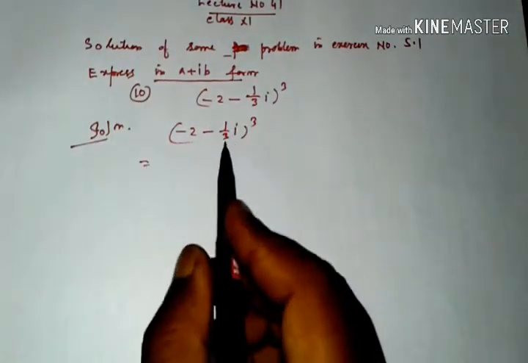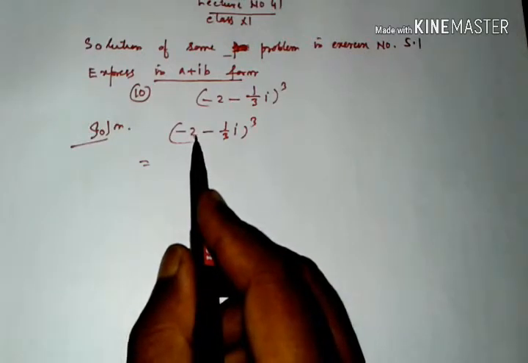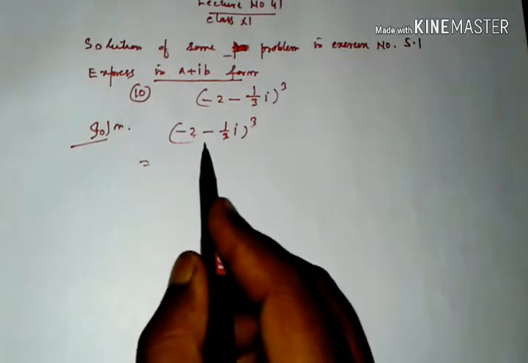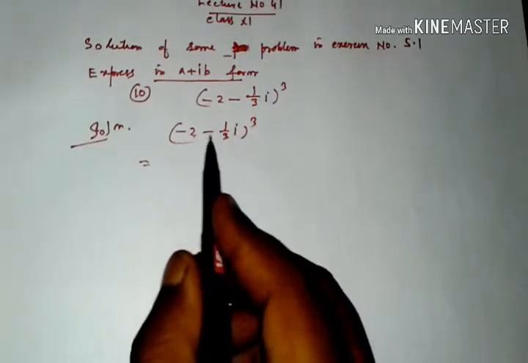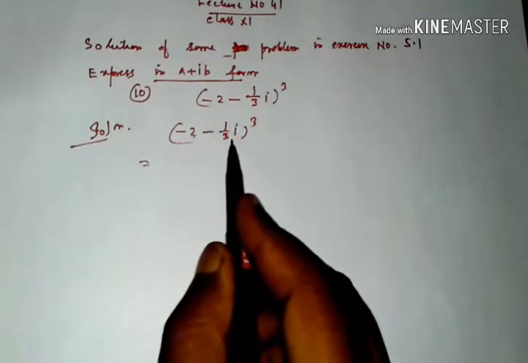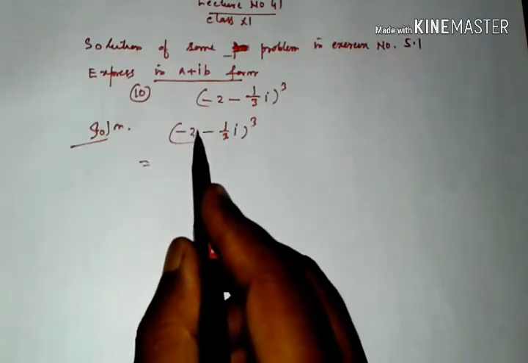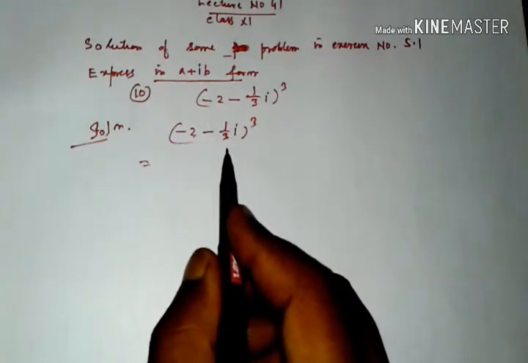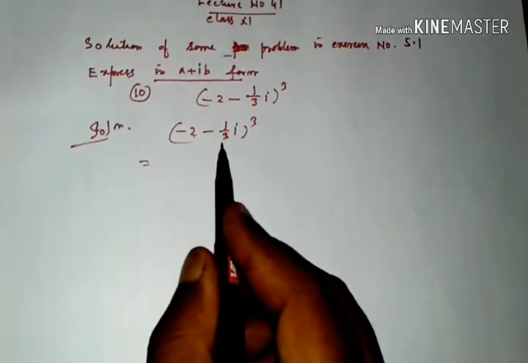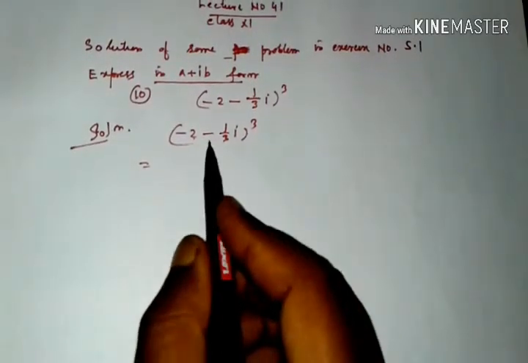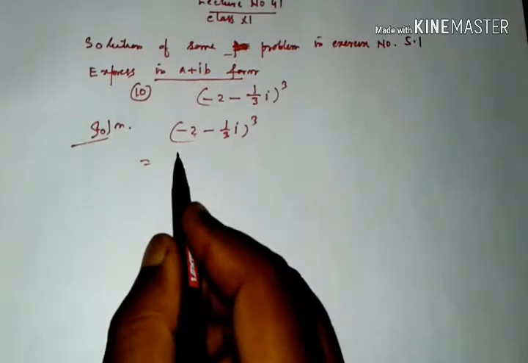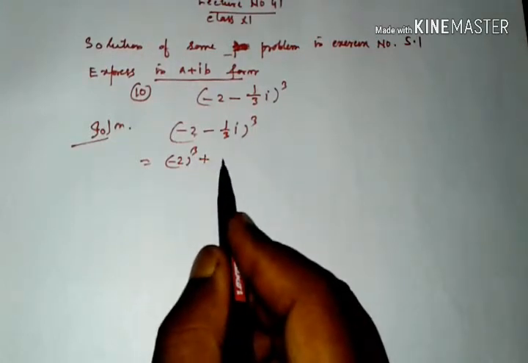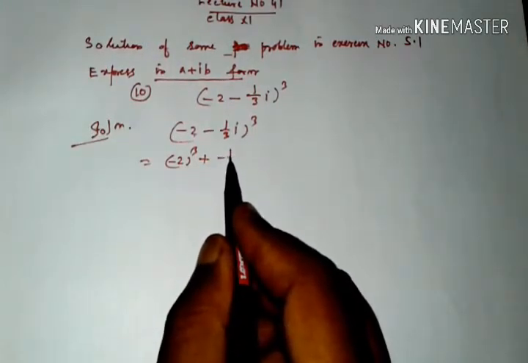We have to recall the cube formula. Here, a minus b whole cube, or we can split it into a plus b whole cube also. If we take the a plus b formula, then a will be taken as minus 2 and b will be taken as minus 1 by 3i. Therefore, we have to use the a plus b whole cube formula here. A cube, the first term cube, first term means minus 2 cube, plus second term cube, 1 by 3i.